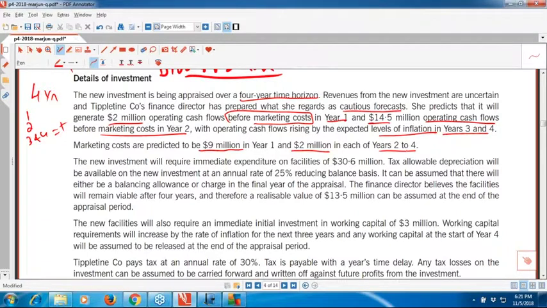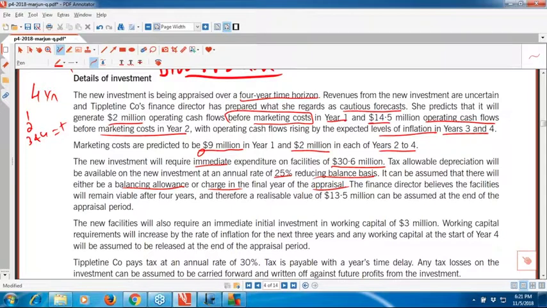The next situation is it says the new investment will require immediate expenditure. Immediate expenditure means time period zero, on facilities of $30.6 million. The tax allowable depreciation will be available on the new investment at 25% reducing balance basis. It can be assumed there will be either a balancing allowance or a balancing charge in the final year of the appraisal. Now what next is there?